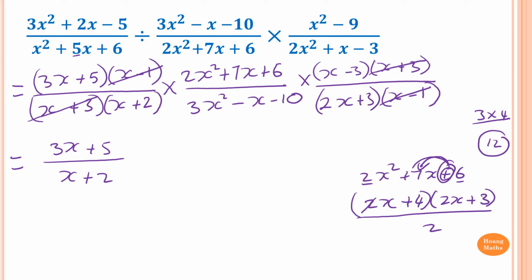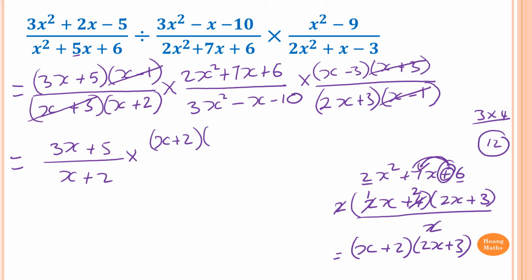So the common factor is 2. So take that 2 out, that gives me 1, and 2. So these two are simplified. So left with x plus 2 and then 2x plus 3. So now I just write it out. So which is x plus 2 bracket and then 2x plus 3 all over.